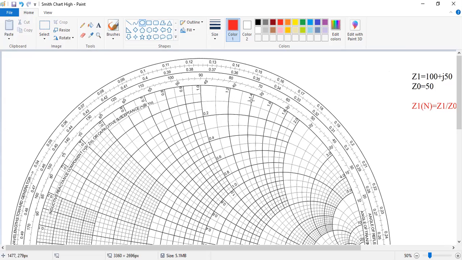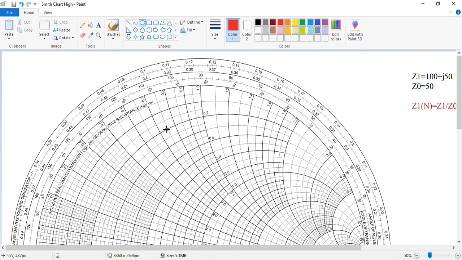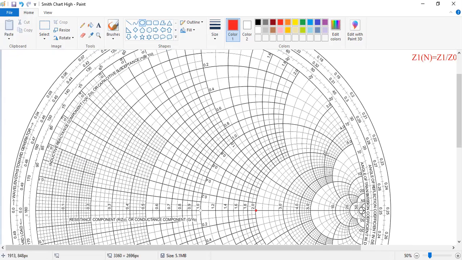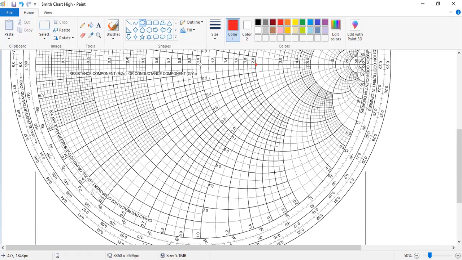Then 1.2, 1.4, 1.6, 1.8, here is 2, then 3, then 4, then 5, then 10, then 20, then 50. So this way, the inner values on these are the imaginary values. Similarly, it is at the top on the upper half circle, and the same values are on the lower half circle: 0.1, 0.2, 0.3, 0.4, 0.5, 0.6, 0.7, 0.8, 0.9, 1, 1.2, 1.4, 1.6, 1.8, 2, 3, 4, 5, 10, 20, 50. So this is on the lower side.